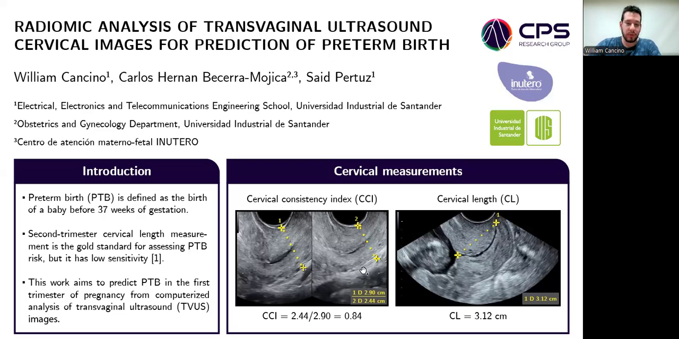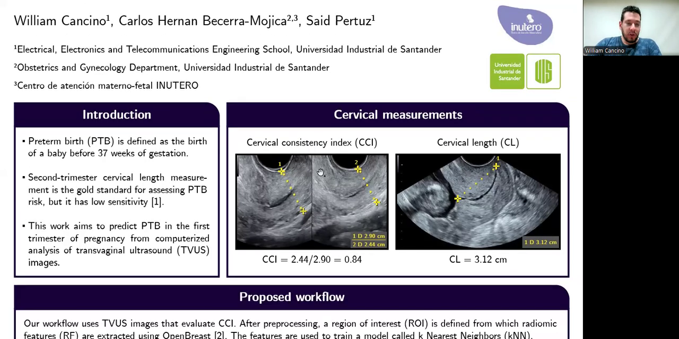Preterm birth, or PTB, is defined as the birth of a baby before 37 weeks of gestation, and unfortunately is the leading cause of death in children under 5 years around the world. Cervical length, measured in the second trimester by transvaginal ultrasound images, is considered the gold standard for PTB risk assessment. However, it is a subjective method, and some studies have reported its low sensitivity.